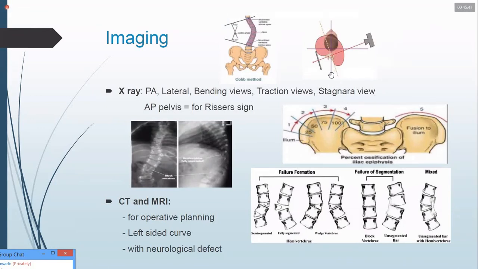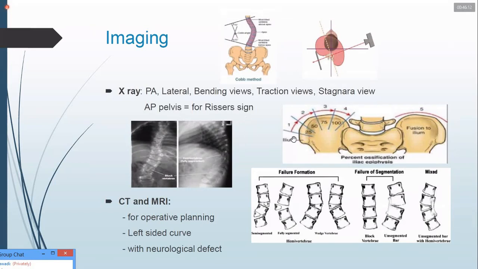This is a typical view picture. In this, different angles perpendicular to the vertebral body we can see. And to properly define the angle of deformity, we need to get the Stagnara view, but that's quite difficult to get. And these days CT scans, 3D CT scans are well available, so this Stagnara view is not commonly done these days. And AP view pelvis for the Risser sign.